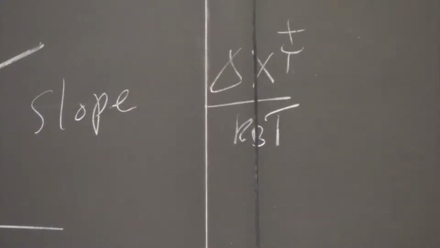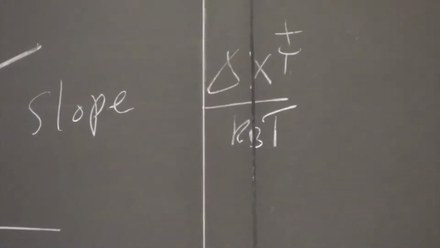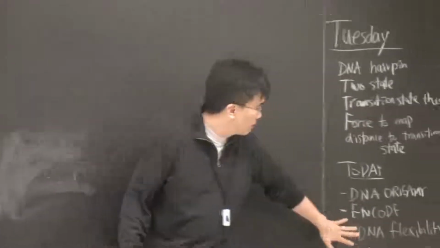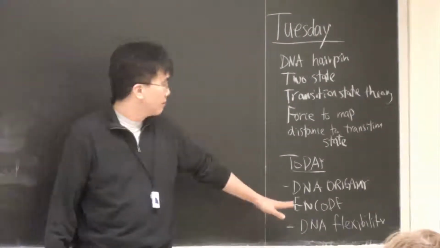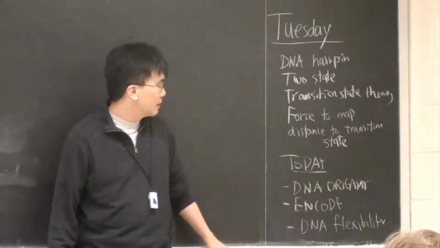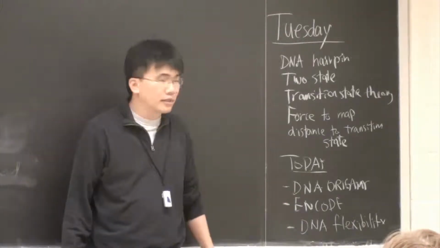All right, so that was a really quick review. So today, I want to talk about 3 different topics. You can find the DNA flexibility in the lecture notes, so we'll get to that. But I want to first actually talk about DNA origami and encode.